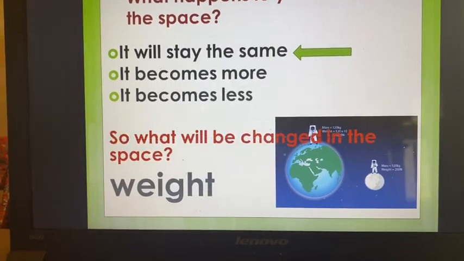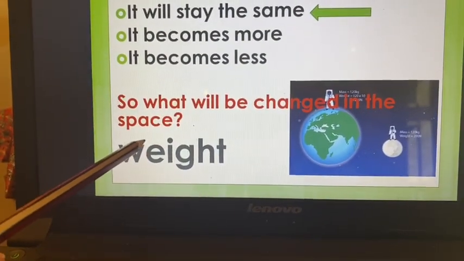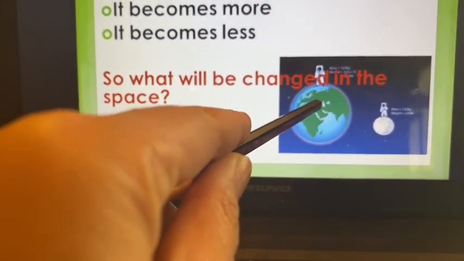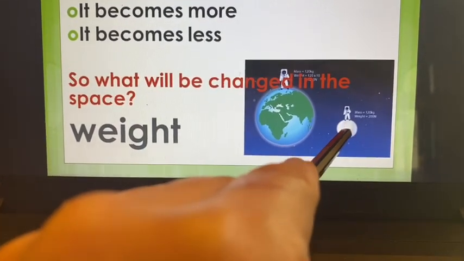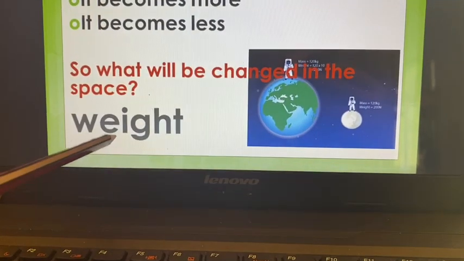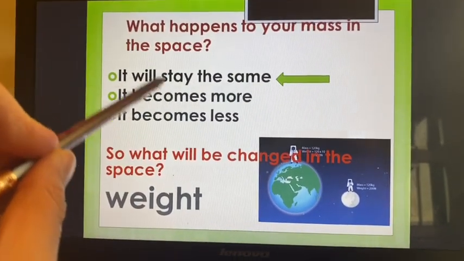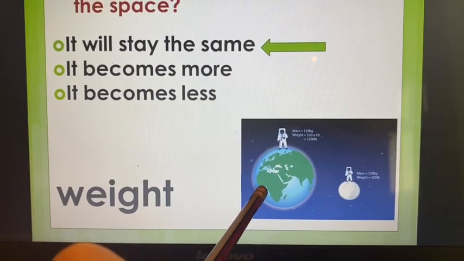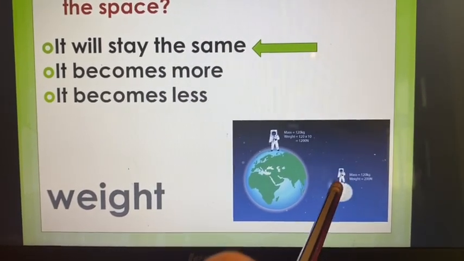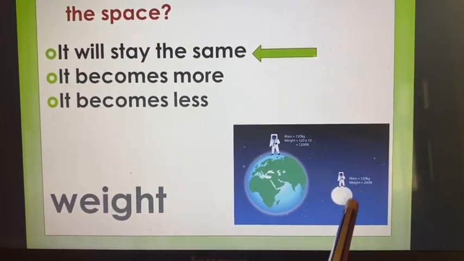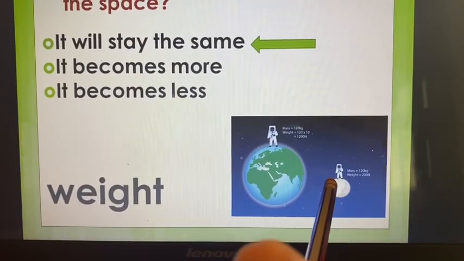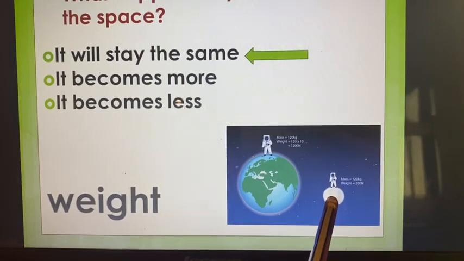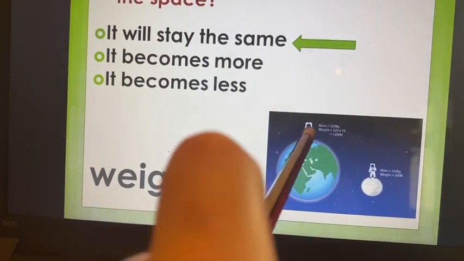What will change is your weight. Why weight? Because we said weight is the force of gravity on an object. When you are away from the earth, gravity will affect you less. So your weight will change, but your mass will stay the same. And also because the moon is smaller than the earth, it has a smaller mass, so it has a gravity, but the gravity force is less because it has smaller mass. Remember, what affects gravity? The mass. So the gravity of the moon is less than the gravity on the earth.